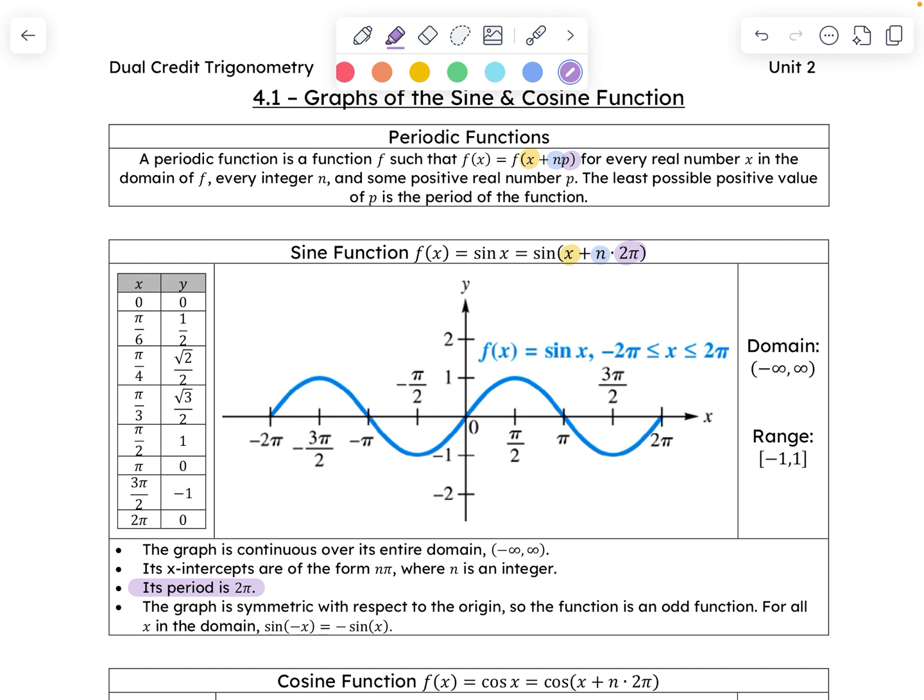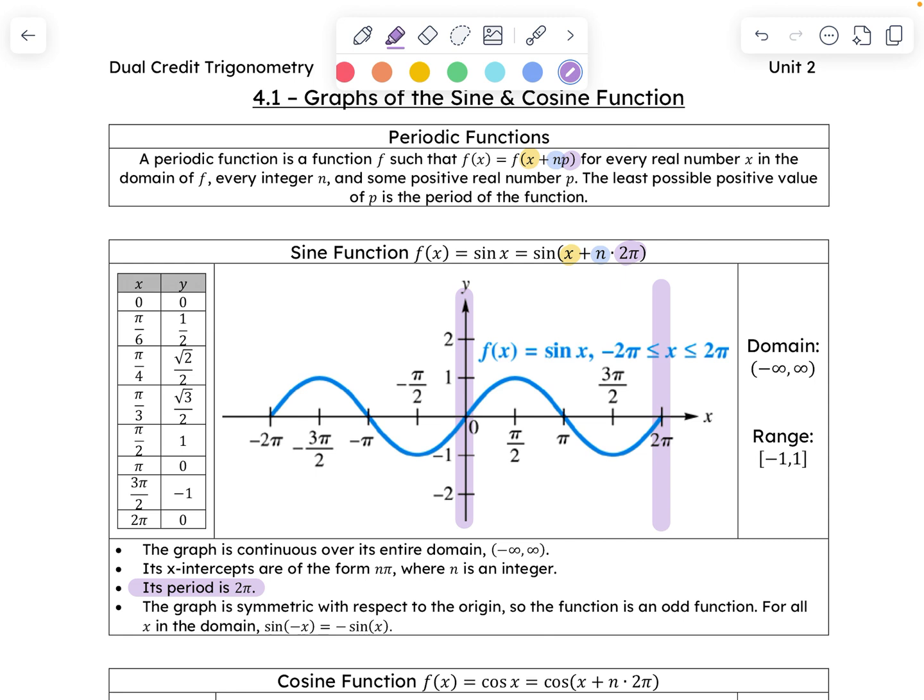So what that means is our period is going to start here at 0, and then it's going to go over here to 2 pi. And then after that, it's going to cycle back through and start the wave over, repeat the process. So it just cycles through the periods and keeps making that wave shape.